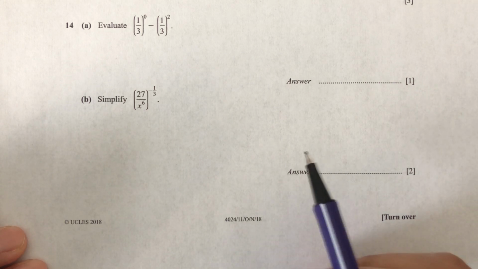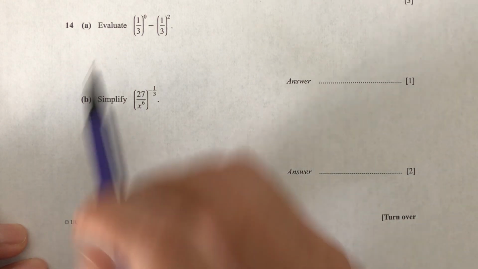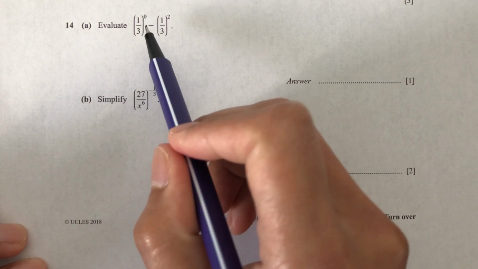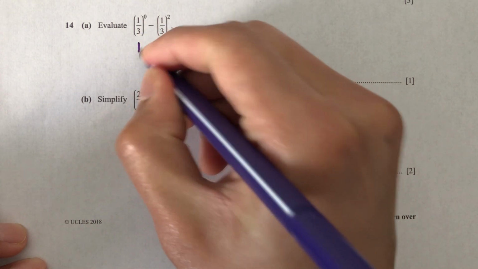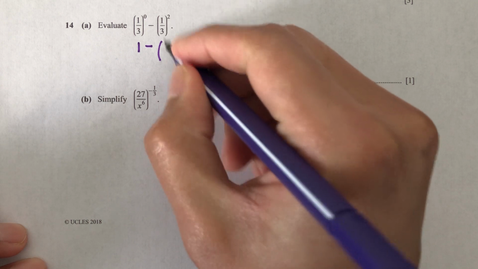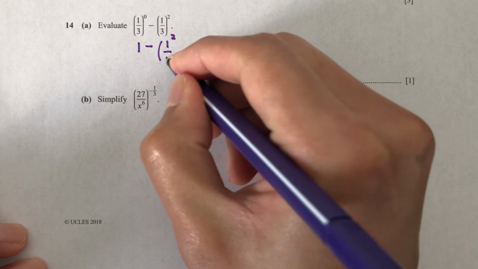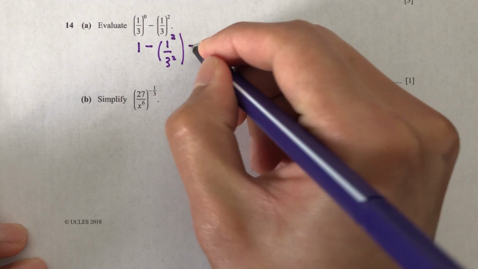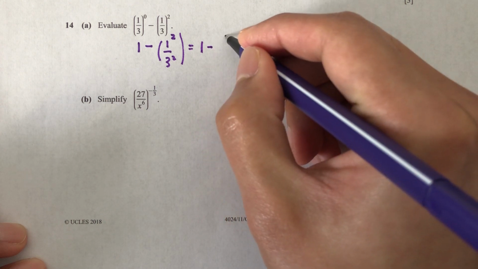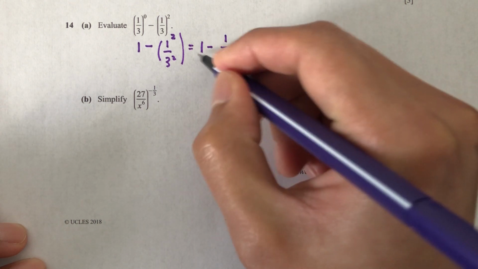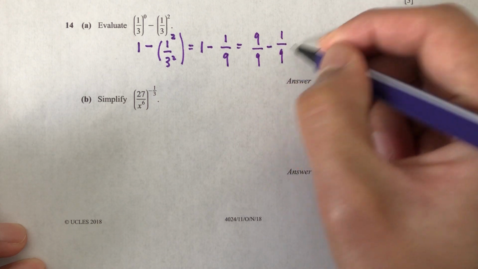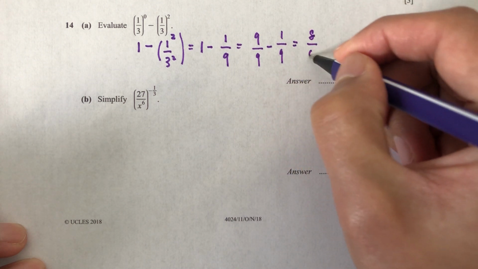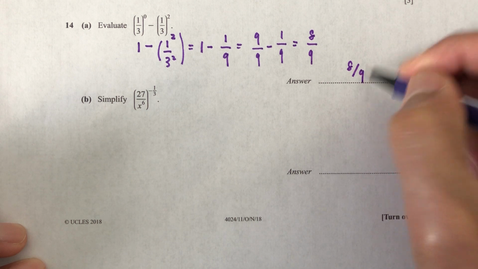Question number 14, part A. Evaluate this. Anything to the power 0 is 1, and then minus. So we take the 2 in, will be 1 power 2 over 3 power 2. That will be 1 minus 1 over 9. 1 is 9 over 9 minus 1 over 9. That will be 8 over 9. And that is your answer, 8 over 9.